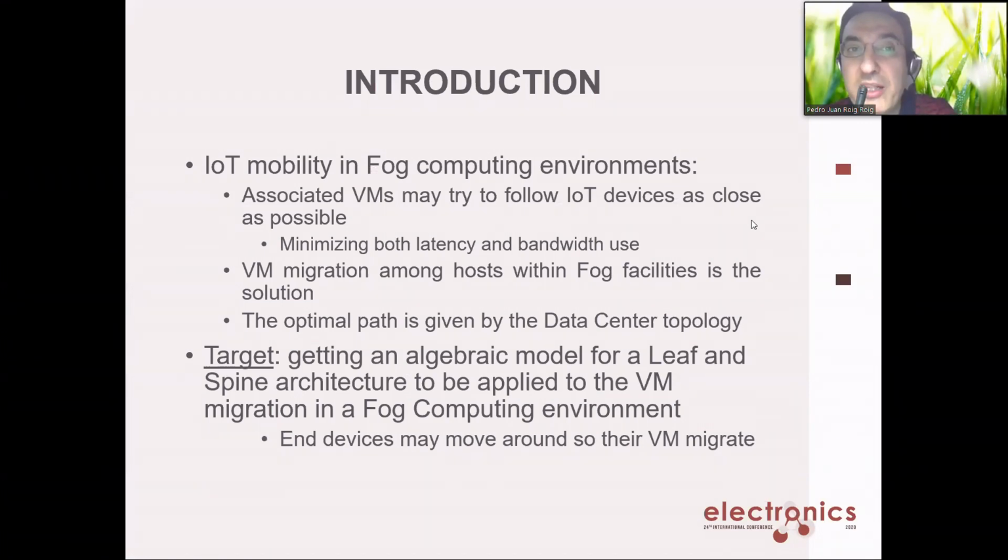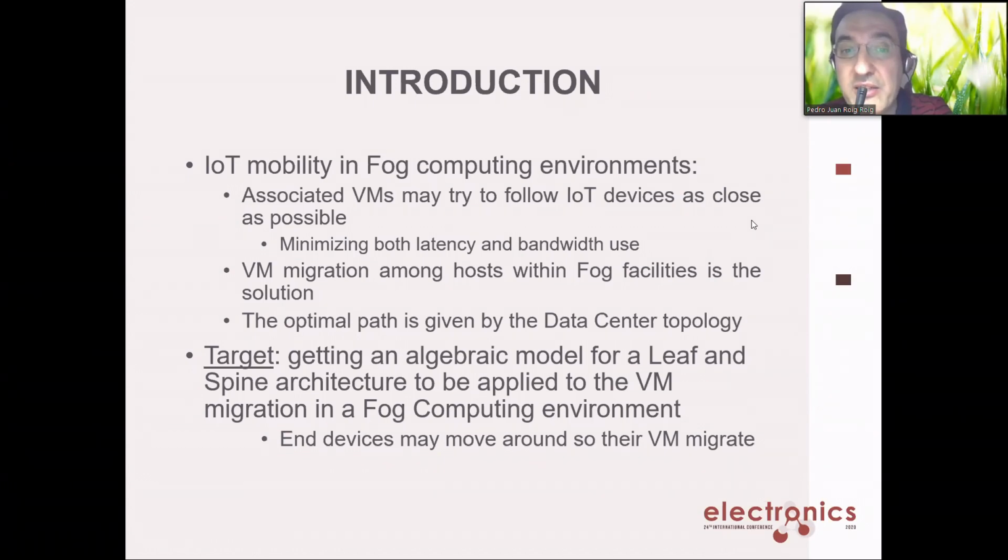Well, IoT mobility in fog computing environments. Here we have associated VMs that may try to follow IoT devices as closely as possible, minimizing both latency and bandwidth use. VM migration among hosts within fog facilities is the solution, and the optimal path is given by the data center topology. The target of this paper is getting an algebraic model for a leaf and spine architecture to be applied to VM migration in a fog computing environment.